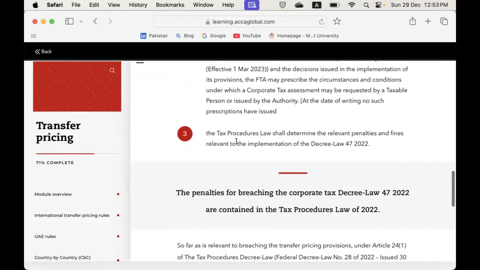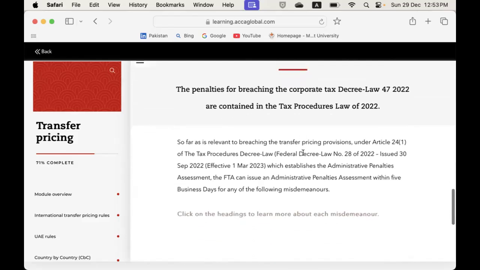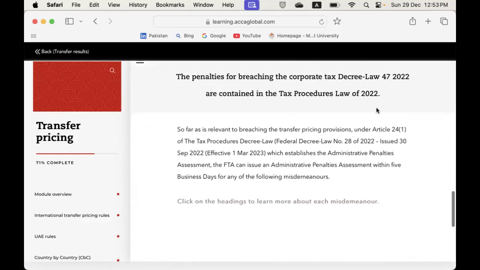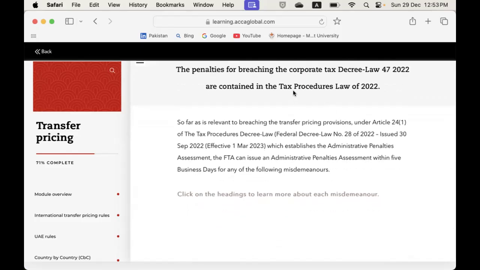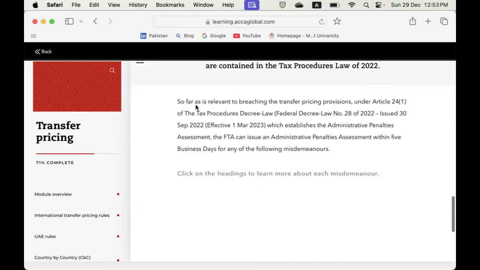The tax procedures law shall determine the relevant penalties and fines relevant to the implementation of the decree law number 47. Penalties for breaching the corporate tax decree law are contained in the tax procedures law of 2022. There is a very detailed schedule of penalties that has been provided in the tax procedures law, so far as is relevant to breaching the transfer pricing provisions under Article 24 of the Tax Procedures Law, which establishes the administrative penalties.